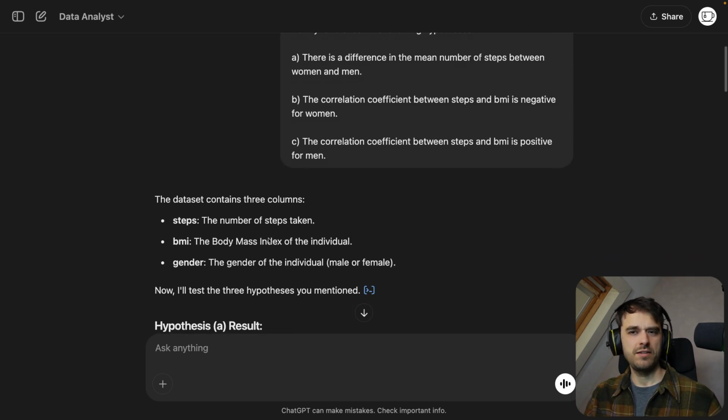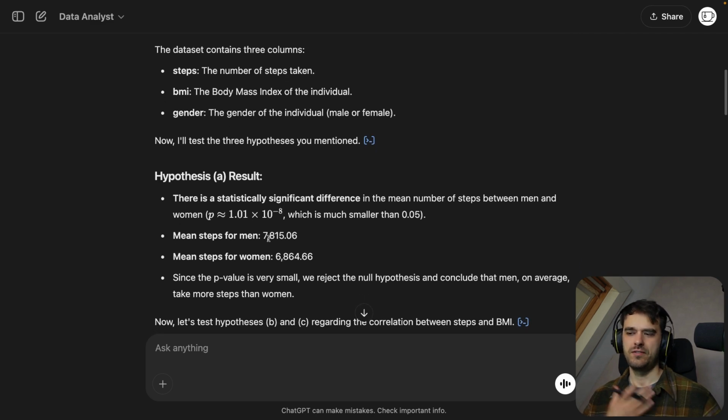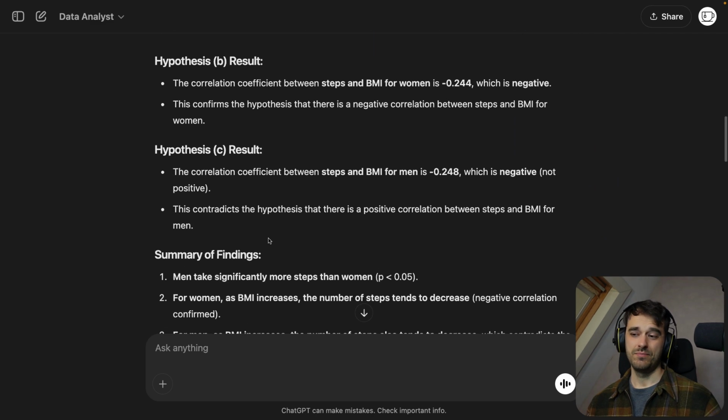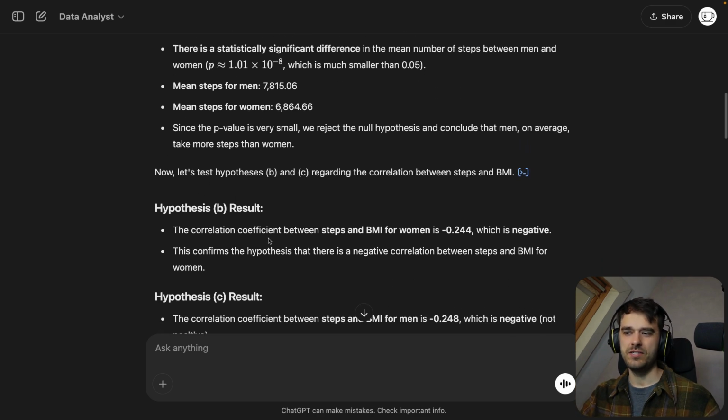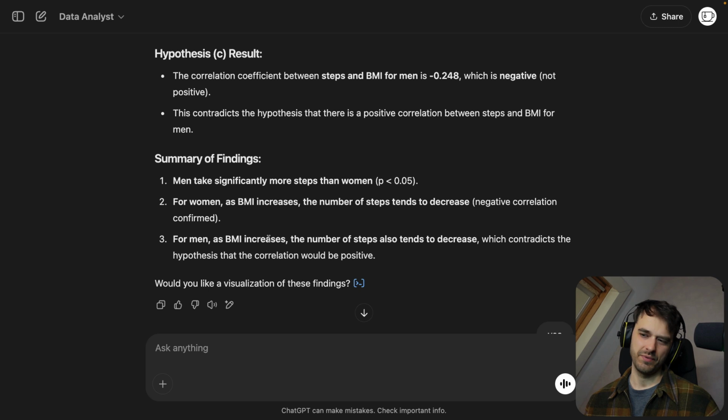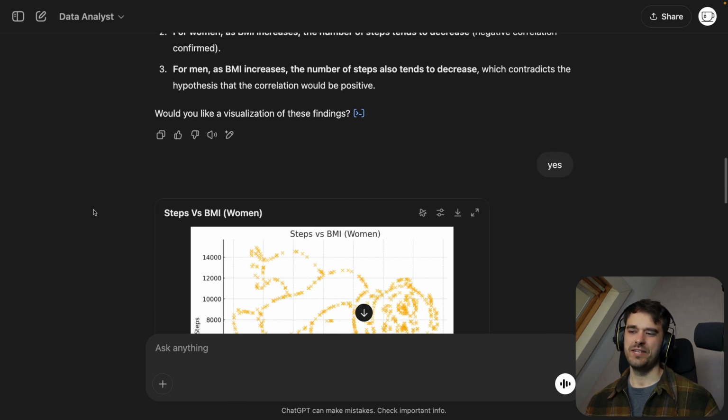But then it starts off as it did before. It starts thinking about what the hypothesis results could be, but then it also starts to make some charts. So it did the hypotheses checks quite literally as I asked. And then it also comes to some conclusions with some findings, like men take more steps than women, and apparently that's statistically significant. But then it starts making some visualizations of this as well.